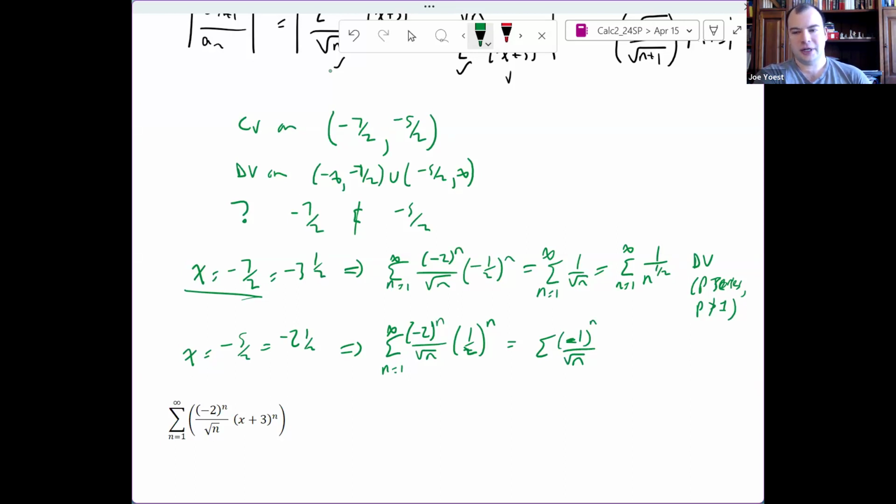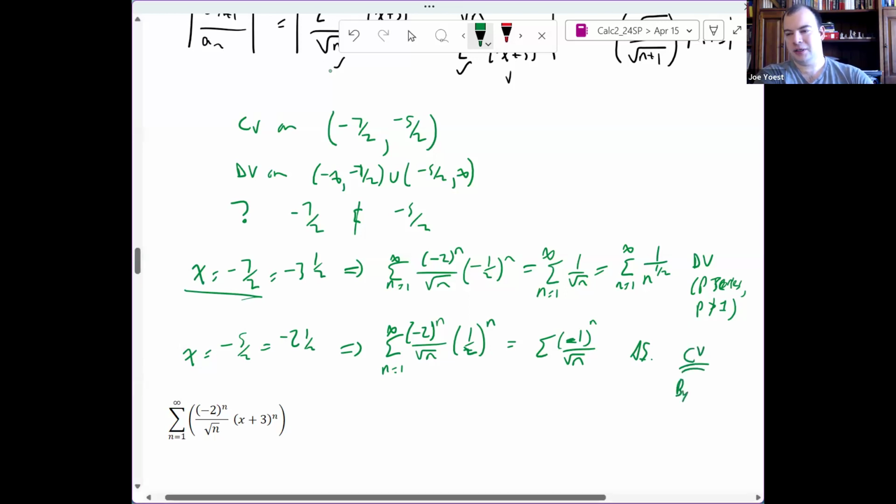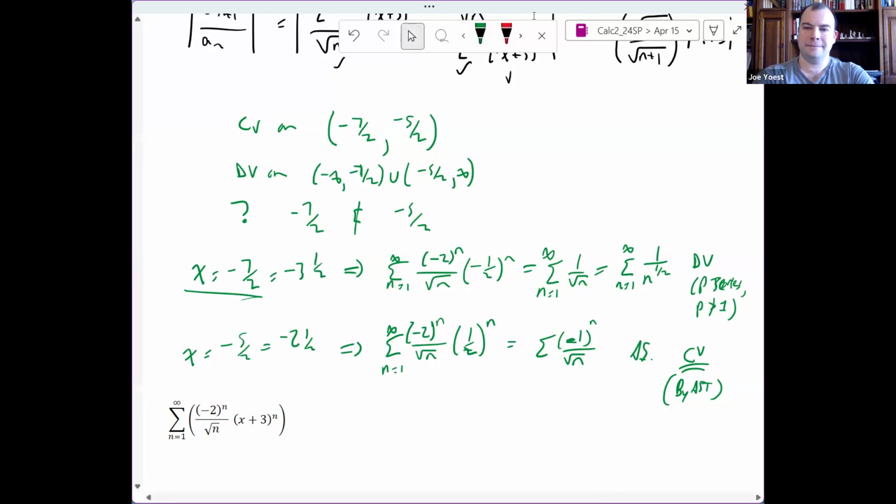Well, this is an alternating series. And I note that 1 over root n is a decreasing function. It's non-increasing and limits to 0. An alternating series whose absolute values of the terms are non-increasing and limit to 0 converges by the alternating series test. I converge at the right endpoint, not the left endpoint.